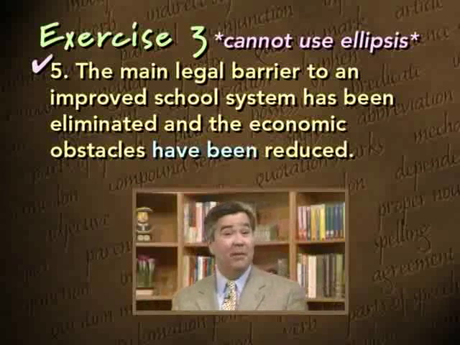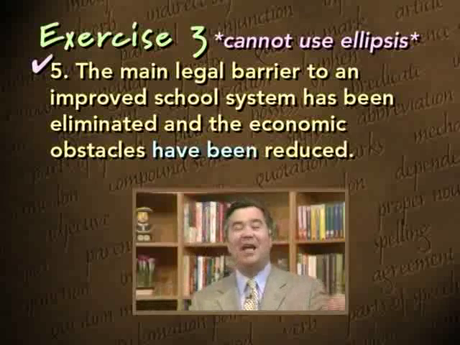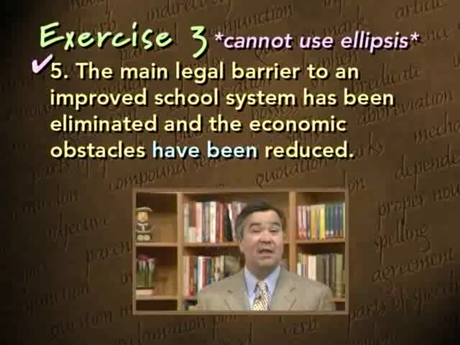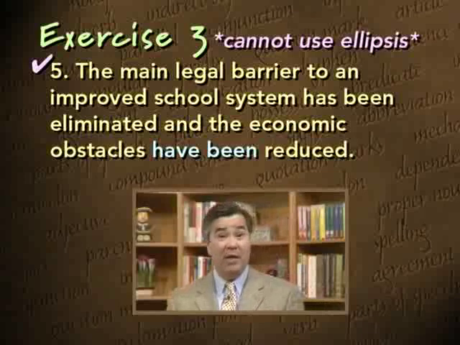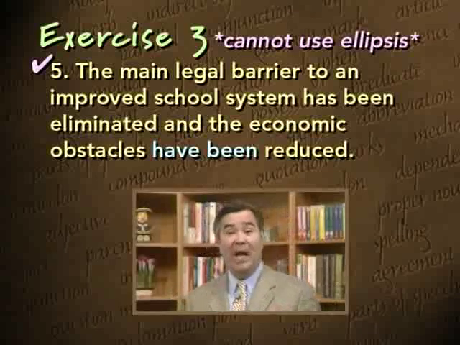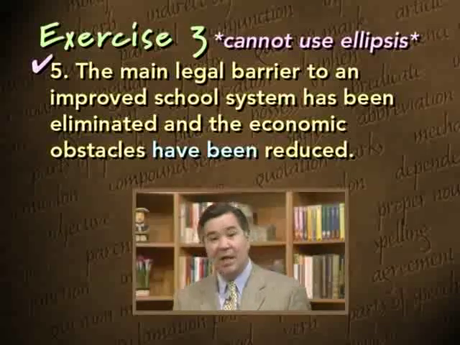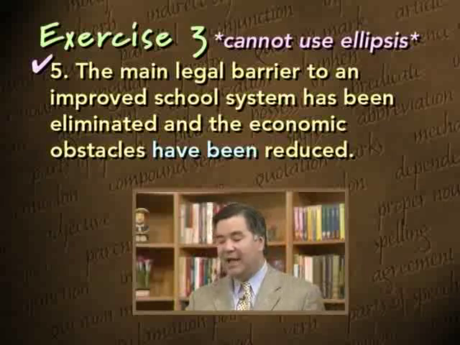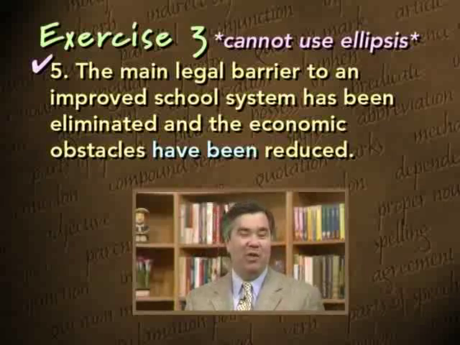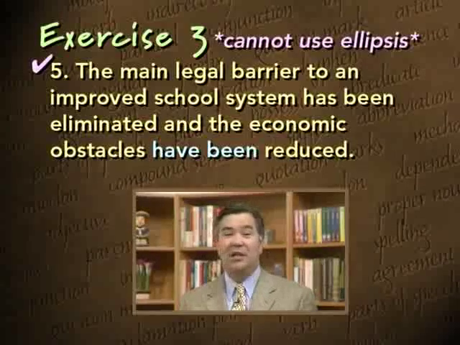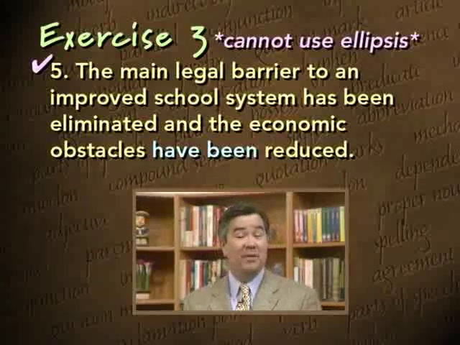Therefore, we can't use ellipsis here because the exact same words can't be reinserted and make a correct sentence. Instead, this sentence has to be fixed by spelling out that second verb and therefore making the sentence a little less concise but more correct grammatically. The sentence would then read, the main legal barrier to an improved school system has been eliminated and the economic obstacles have been reduced. So this is a sentence where ellipsis isn't really practical because we simply need different verbs to make the two clauses correct.